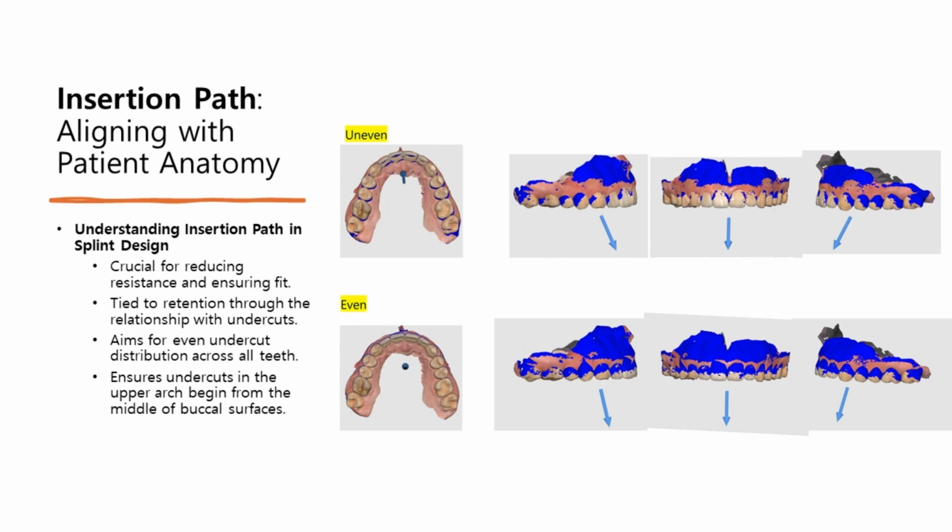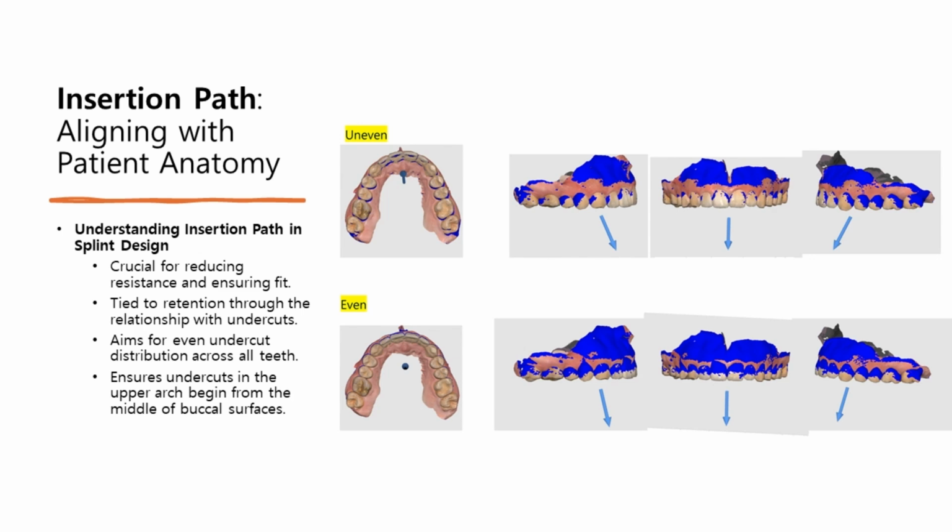A primary consideration is the relationship with undercuts, as this directly impacts retention. The aim is to achieve an even distribution of undercuts across all teeth, ensuring the splint engages effectively with these areas. For the upper arch, it's important to ensure that undercuts start from the middle of the buccal surfaces. This positioning helps in achieving balanced retention.